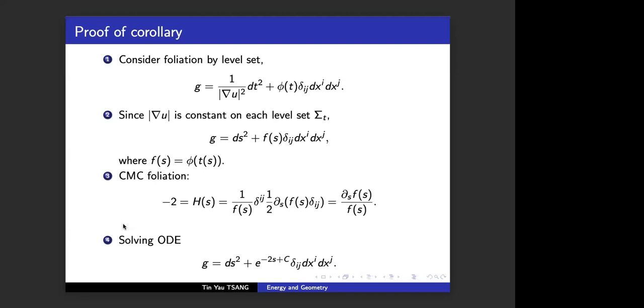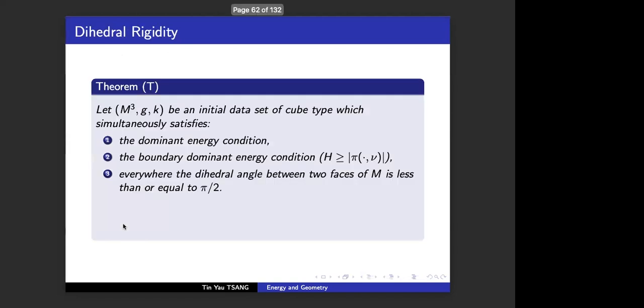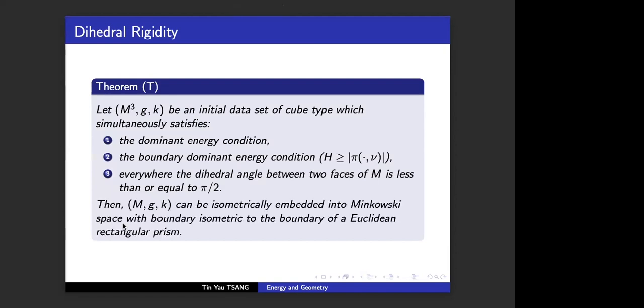So at this moment, you may ask, I mean, you still have not solved the MgK in general, right? You just solved MgCO or MgG. So what can you do about MgK in general? Here is a theorem. Let MgK be initial data sets of cube type, which satisfies the domination condition and the boundary domination condition, and everywhere the dihedral angle between two faces of M is less than or equal to pi over 2, just as in a cube, I'm comparing it to a cube. Then MgK can be isometrically embedded in Minkowski space with the boundary isometric to the boundary of a Euclidean rectangular prism.